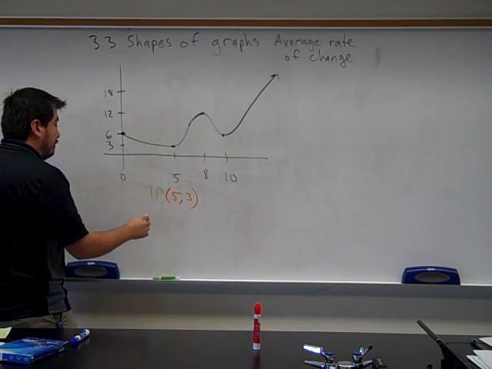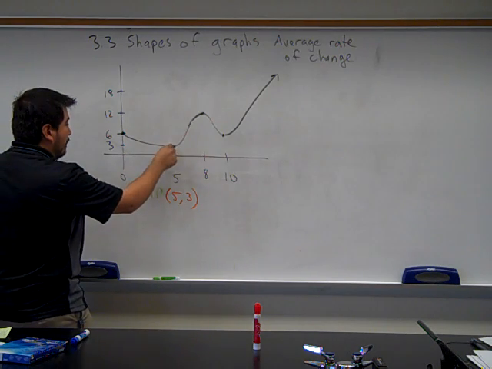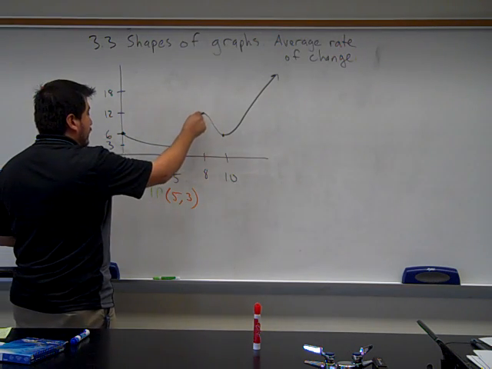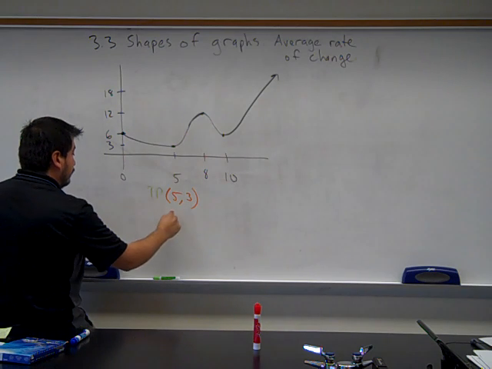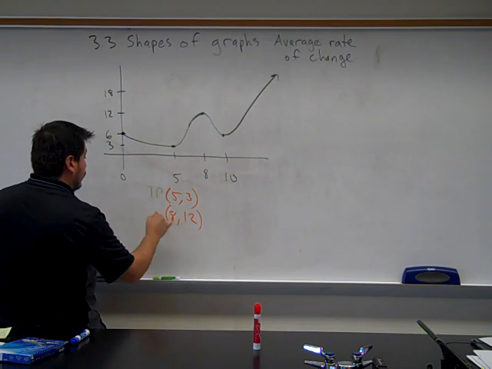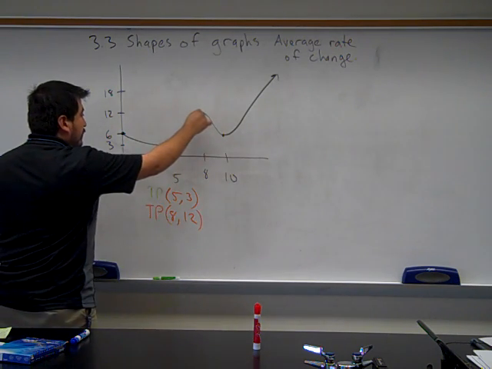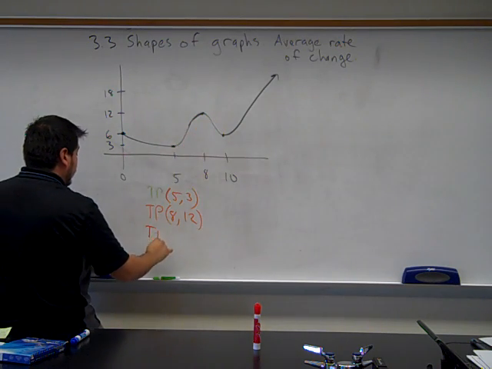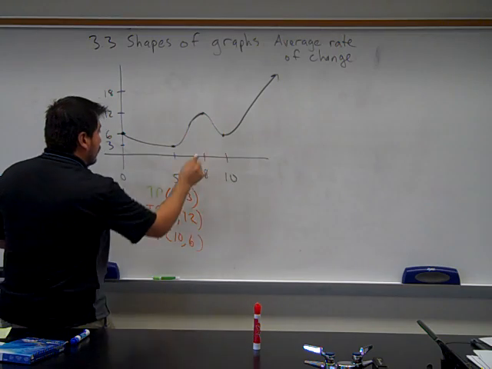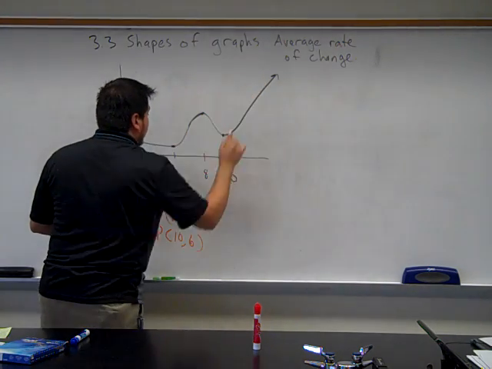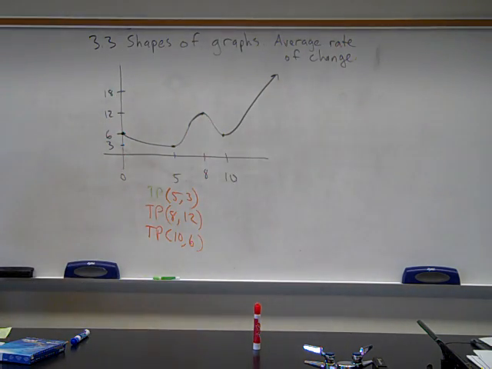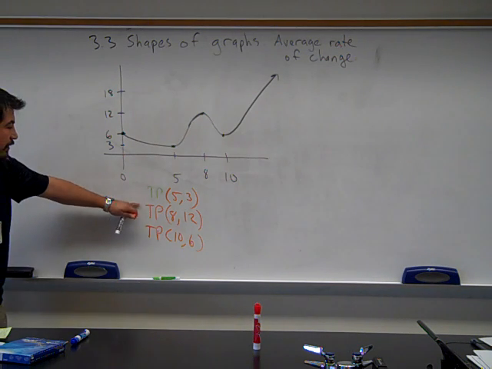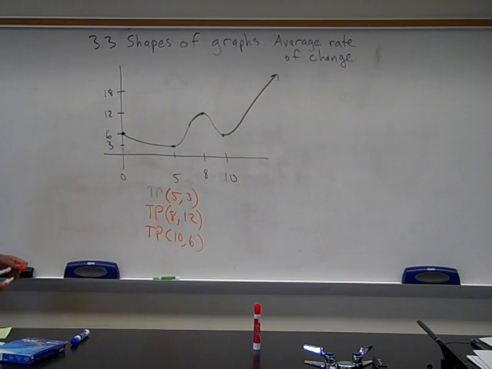So a turning point at 5,3, and then it looks like now I'm increasing, increasing, increasing, and then at 8,12, another turning point, turns back around and starts decreasing, decreasing until I get to 10,6, and then after that it looks like it's increasing for the rest of the function. So we have 3 turning points there, 5,3, 8,12, and 10,6.